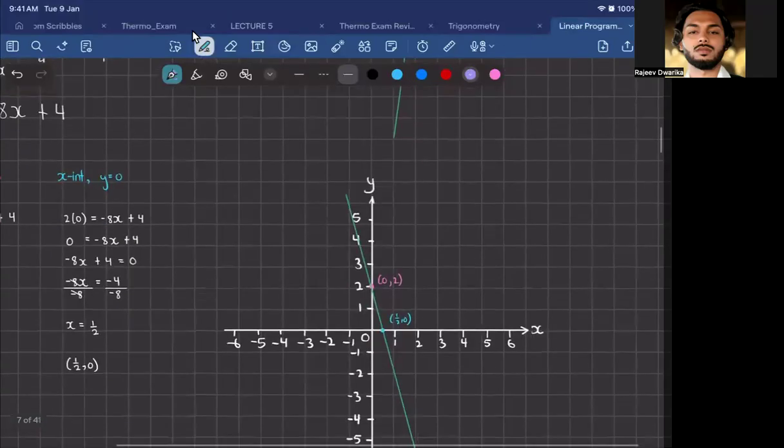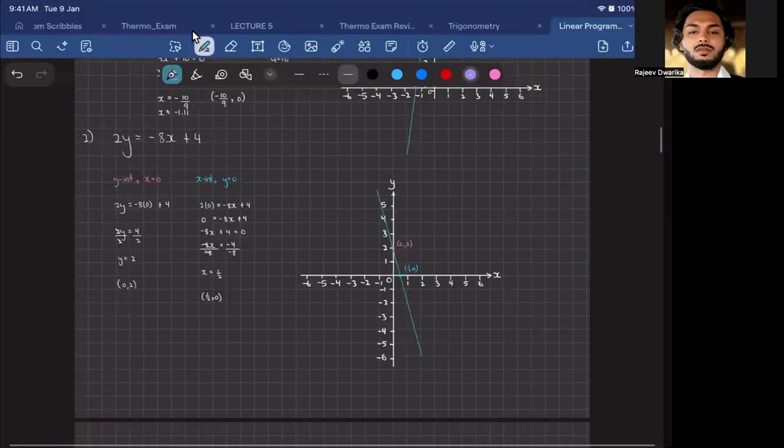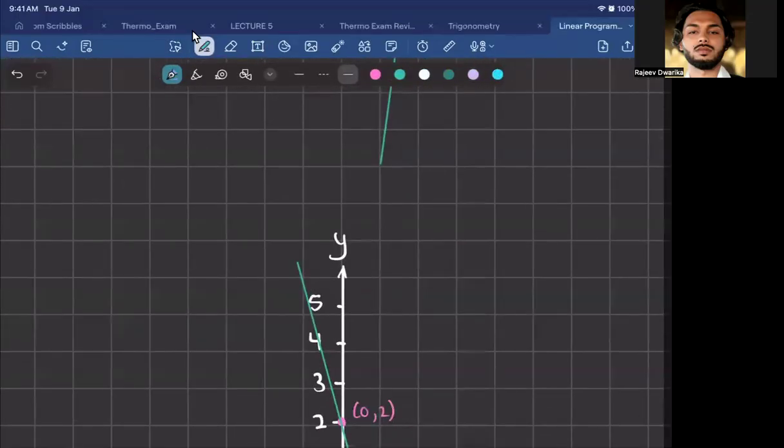All right. So now that we have the graph drawn, we can put on the equation, and that'll be 2y is equal to minus 8x plus 4.